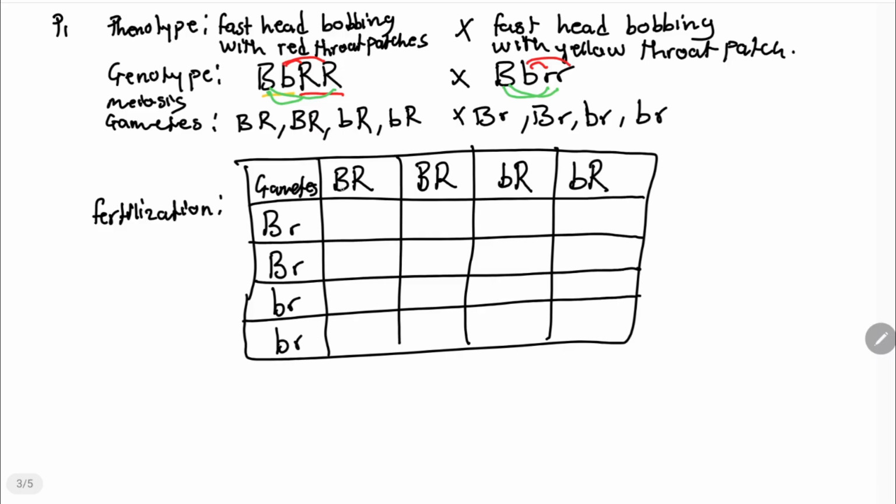To this box, we cross the capital letter B with the capital letter B. So it will be capital letter B, capital letter B. Now we come to the R's. We write capital letter R from the top and small letter r from the side. So it will be like that.